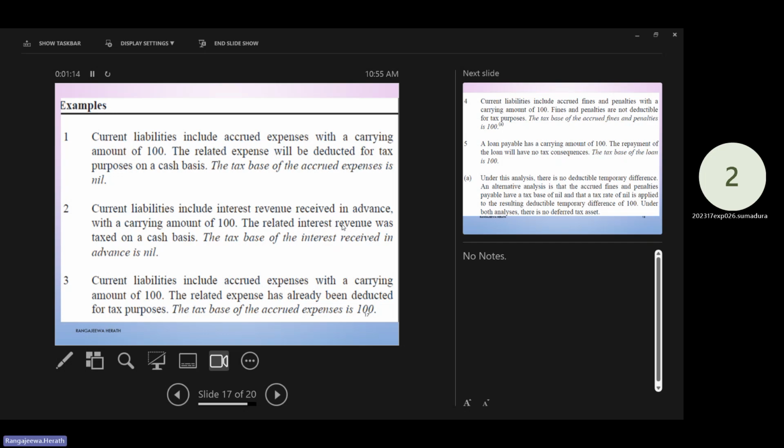Current liabilities include accrued expenses with carrying amount 100. Related expenses are already deducted for tax purposes.